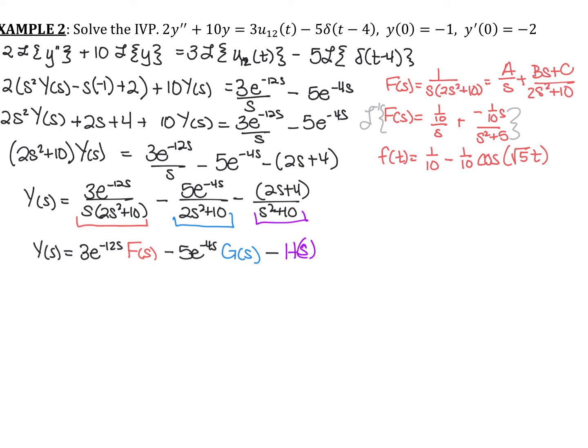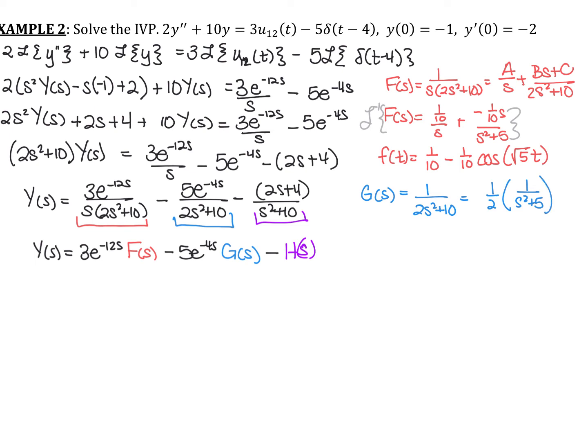All right, let's work on the g of s function. So we have 1 over 2s squared plus 10, which I don't actually have to do a partial fraction on, although I do need some work. So I'm going to pull out a 1/2, which leaves me with 1 over s squared plus 5.